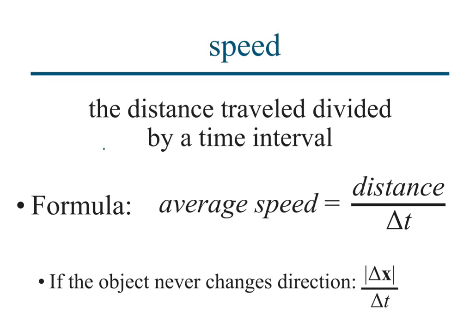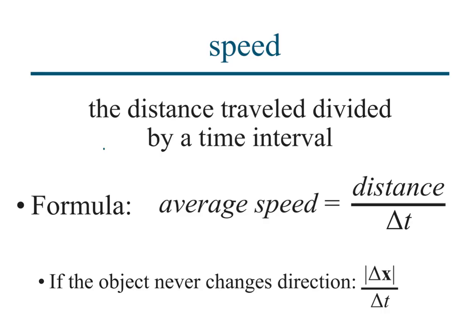As we continue with this section in describing motion, we get to some terminology, and some is going to be very familiar and some are going to be new terms. But the first one is speed. Speed, defined, is the distance traveled divided by the time interval.